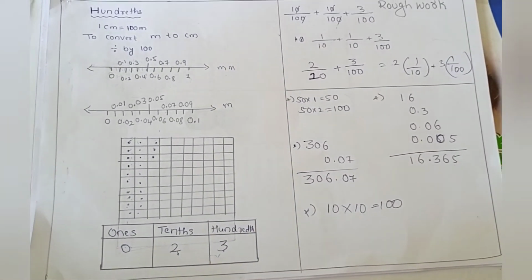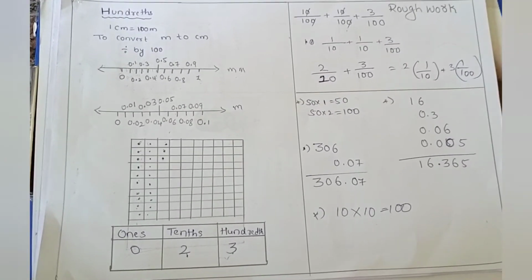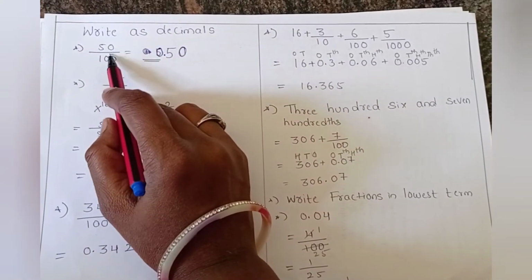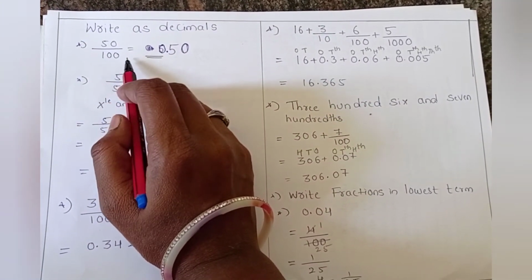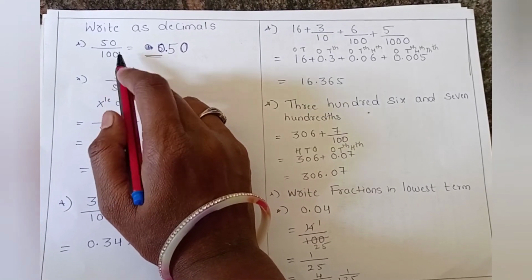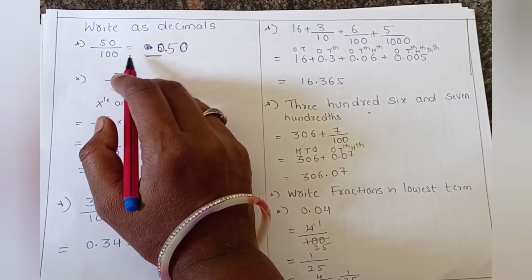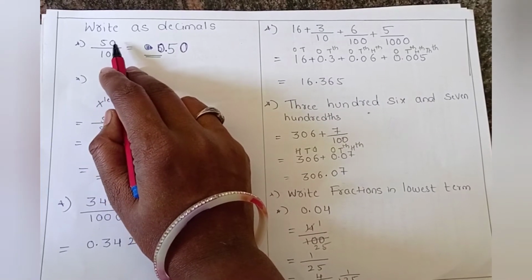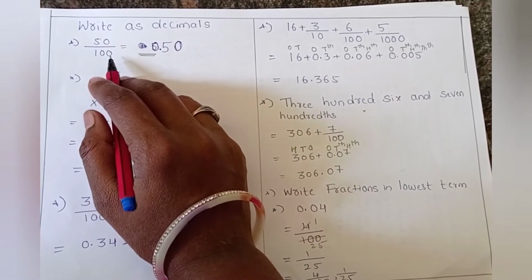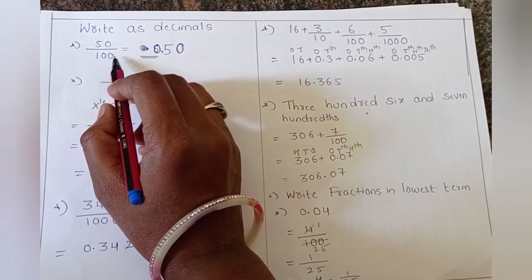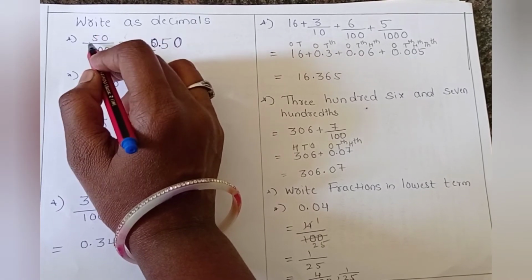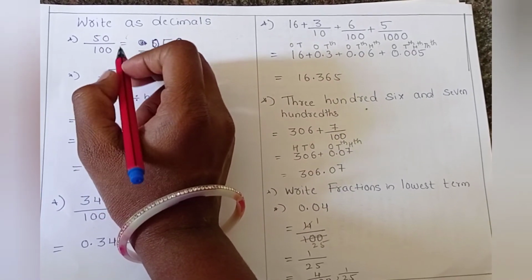0.23. Okay, children. Next one, write as decimals. Children, 50 by 100. In the tens, what we used to do? In the denominator, if we have 10, from the right side, after one number, we used to take the decimal point, right? But here, how many zeros do I have? 2 zeros, right? So that's why from the right side, after two numbers, I should take the decimal point.